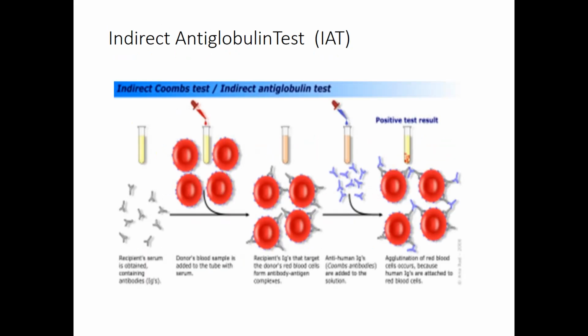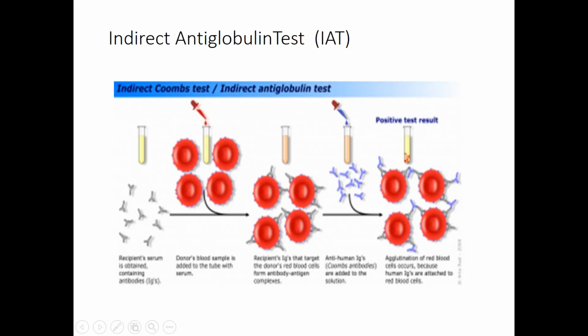Let's look at the actual process of the test. So as I said, we're looking for antibody in the patient's serum. So we're using serum from the patient. These are reagent or donor red blood cells. And in this case, we're looking to see, does this patient have antibody that matches the little antigens on the outside of the donor's cell surface?